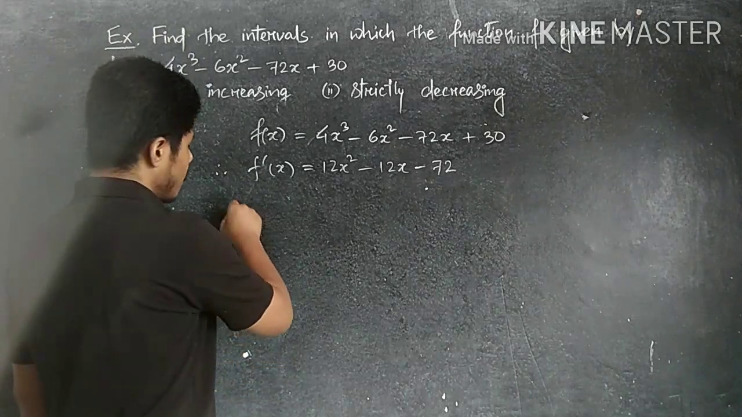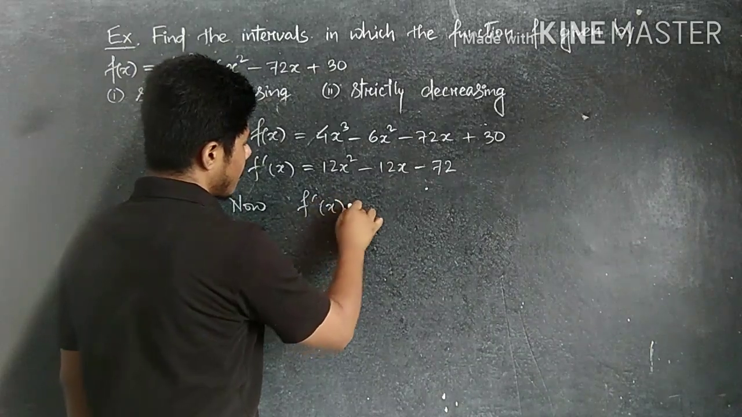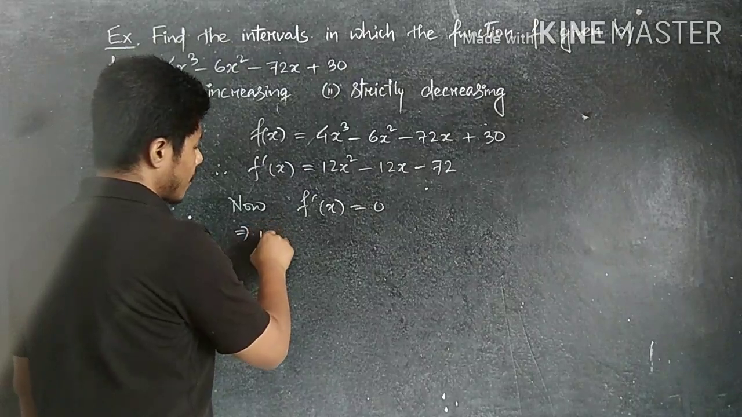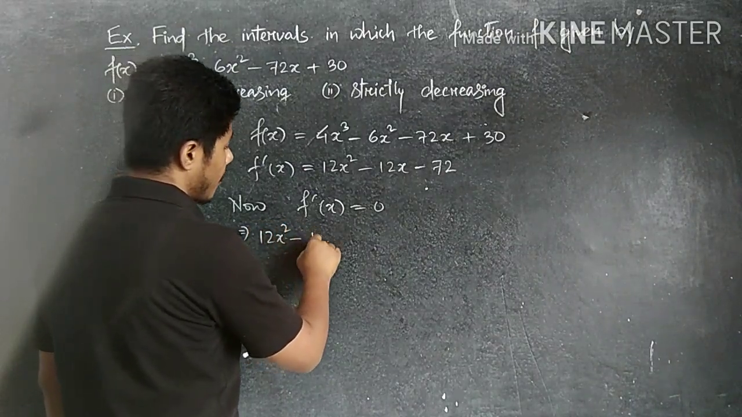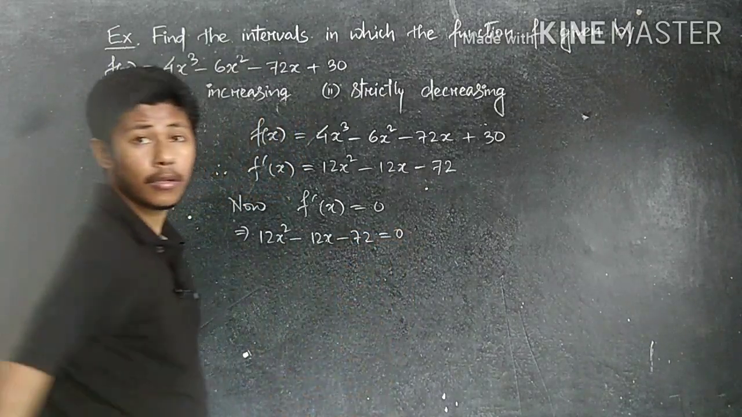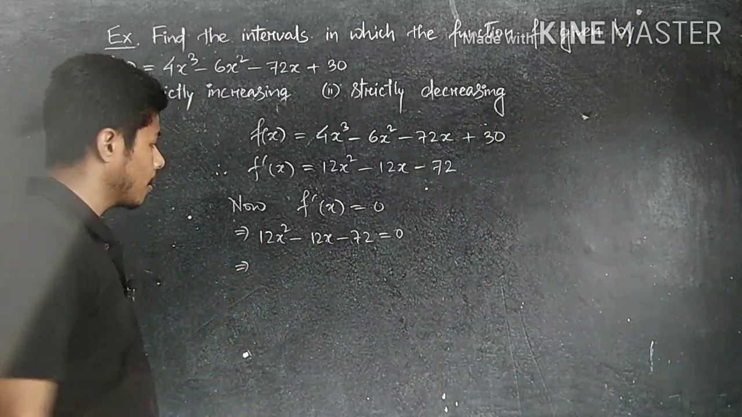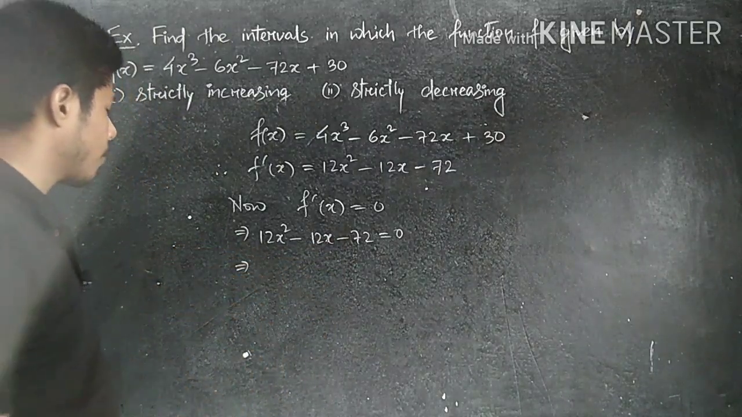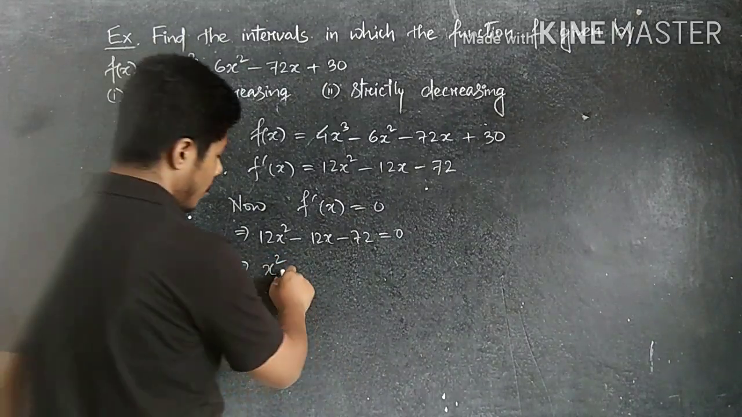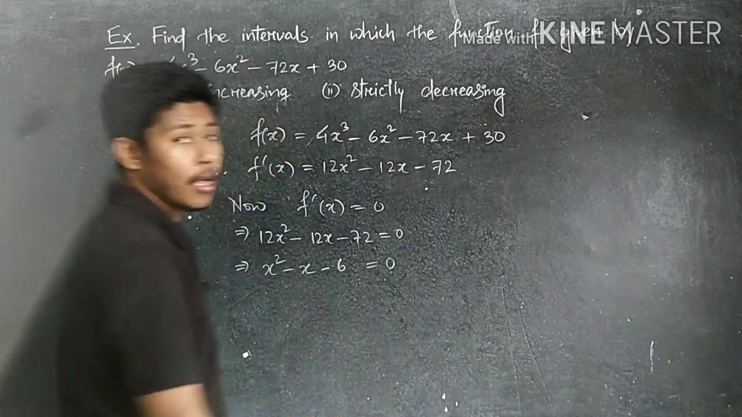So now what you have to do? Now we have to find the critical points, that means f dash of x equals 0. To find the critical points, f dash of x is 12x square minus 12x minus 72 equals 0. Is it clear? So now from here, first of all, if you take 12 common, then what will remain? We write x square minus x minus 6 equals 0. Isn't it?